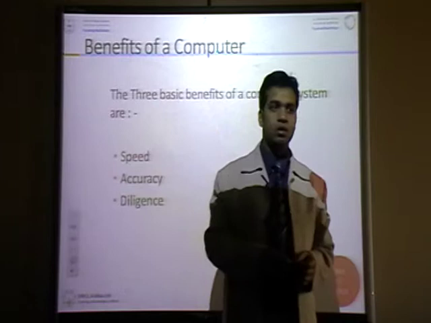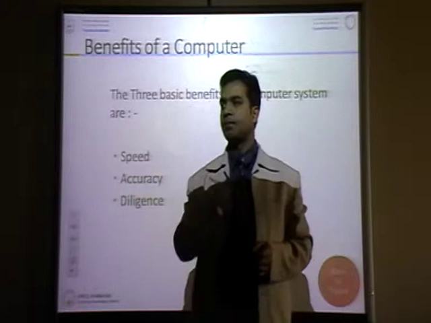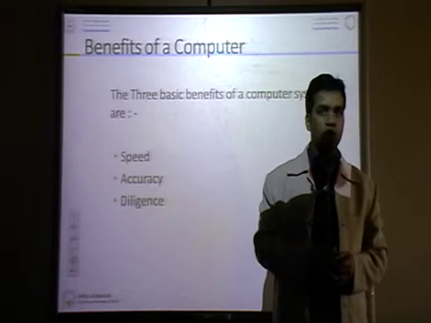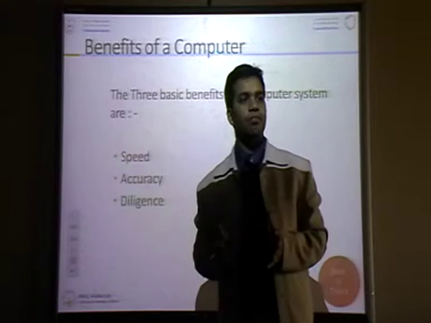See, 2 into 3 into 5 is equal to 30. 30 and 30 more. Answer will be? 30,000. Okay, 30,000. So, we are doing this in maybe 1 minute.